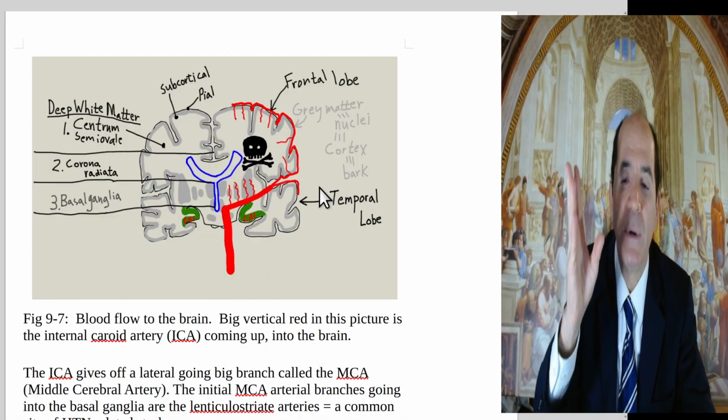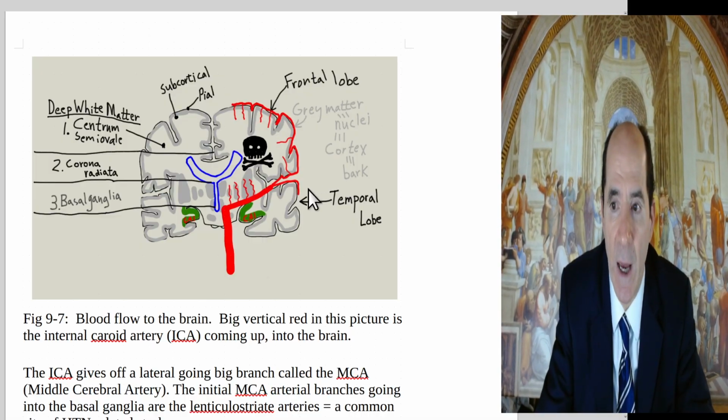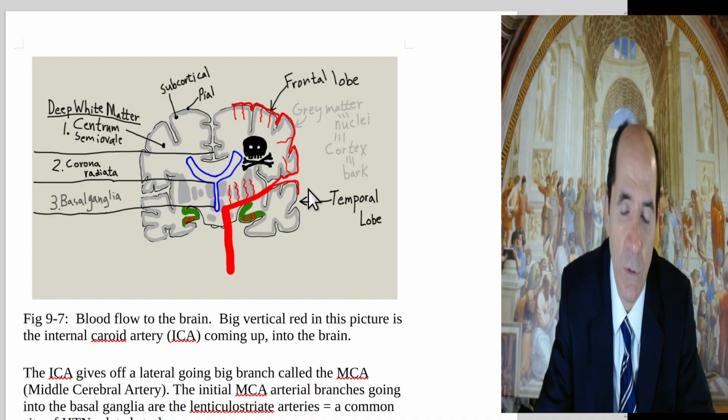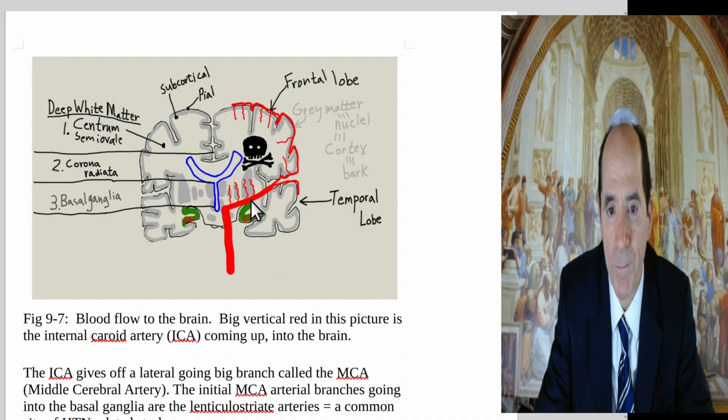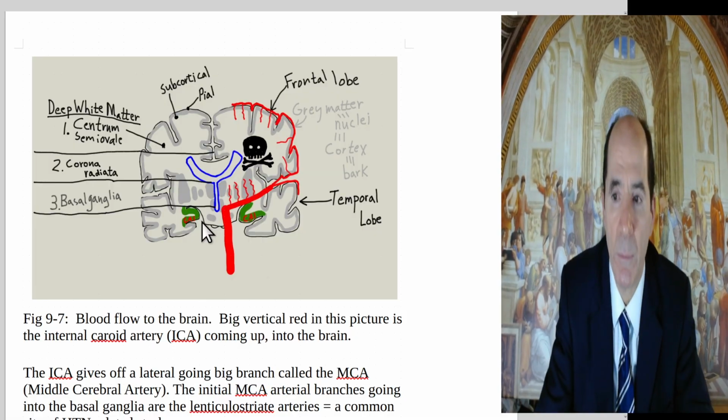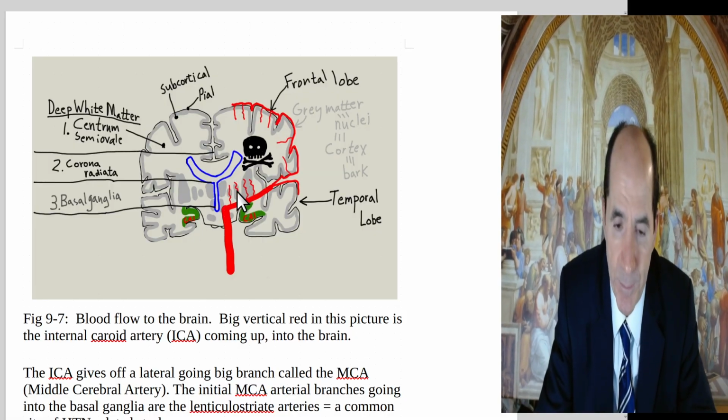You can break off little pieces of clot from the common carotid, internal carotid artery bifurcation area and have tiny strokes. A very common stroke is a hypertensive stroke, where you get a sort of shear injury at the origin of the lenticulostriate right here going into the basal ganglia. You get a little lacunar, which means hole. You get a little hole in the brain. I see a bunch of those every day.